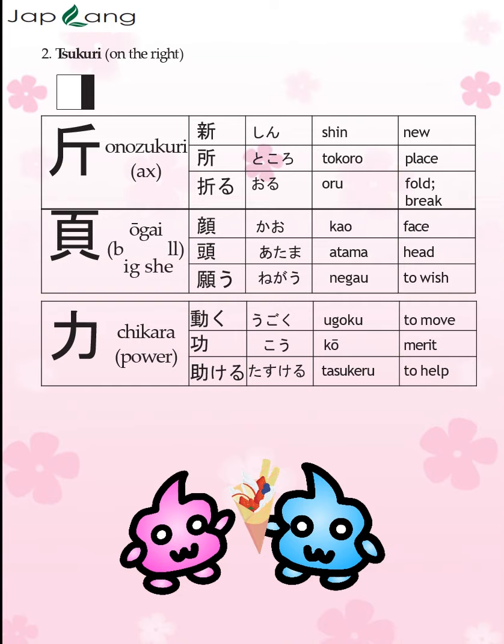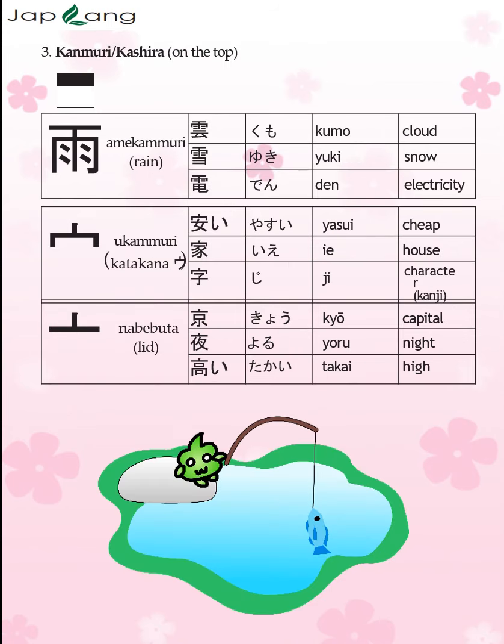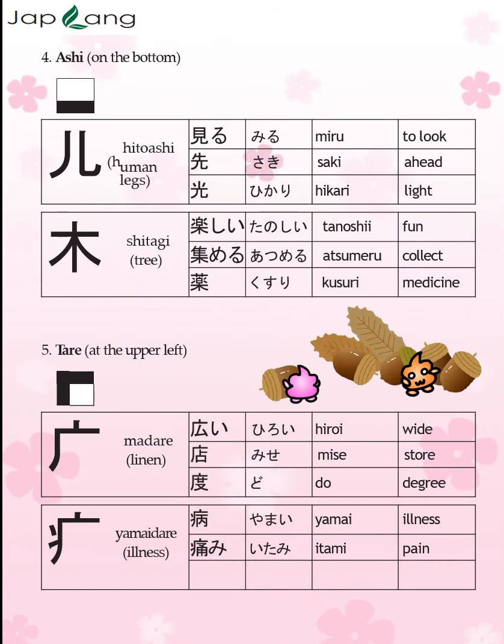So all the kanji will have one part, and then some other part will be combined. So the meaning will be more or less the same, right? All right, so this is Kashira on the top. No Ame kanji is there, or no Ukamuri is there, katakana U, and then Nebuta kanji is there. So all right, this is Ashi kanji, Tare kanji. These are the radicals you can relate with.